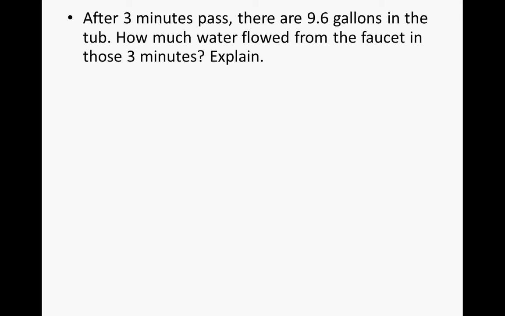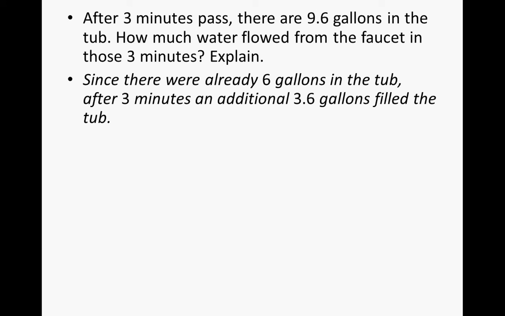After 3 minutes pass, there are 9 6/10 gallons in the tub. How much water flowed from the faucet in those 3 minutes? Explain. Well, since there are already 6 gallons in the tub, after 3 minutes, an additional 3 6/10 gallons filled the tub.